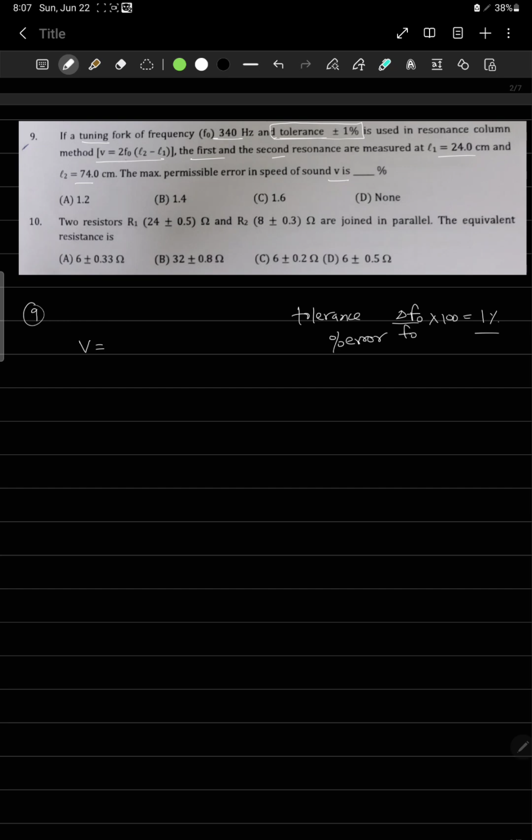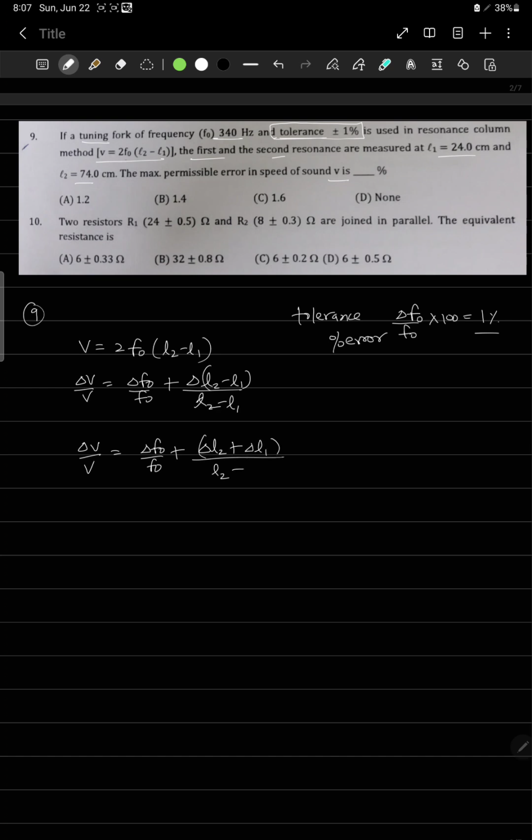So we'll start with the formula. V equal to 2 f naught (L2 minus L1). Now we'll write delta V by V is equal to delta f naught by f naught plus delta (L2 minus L1) by (L2 minus L1). So delta V by V is equal to delta f naught by f naught as it is, and the error in difference is nothing but this one. We write the plus sign only because we write the maximum error.